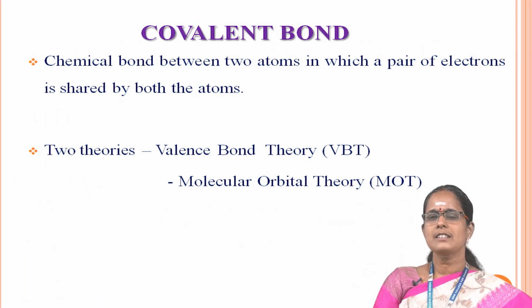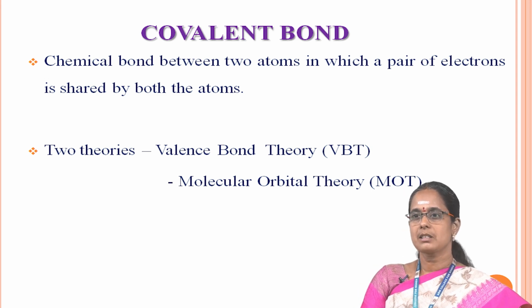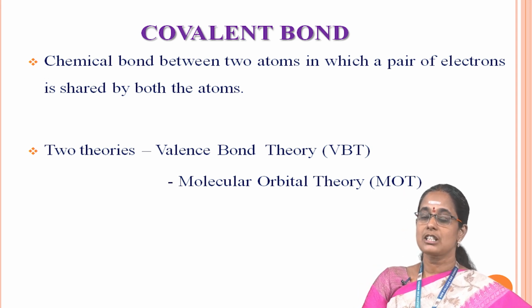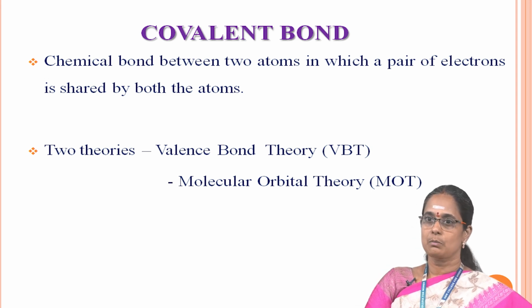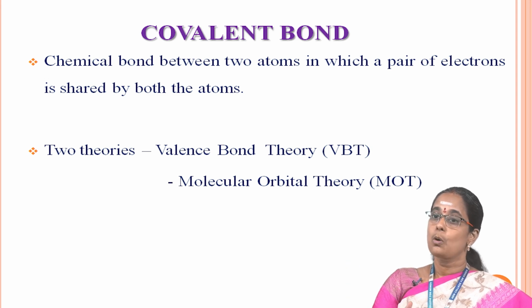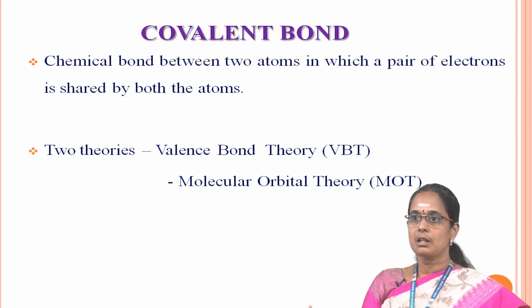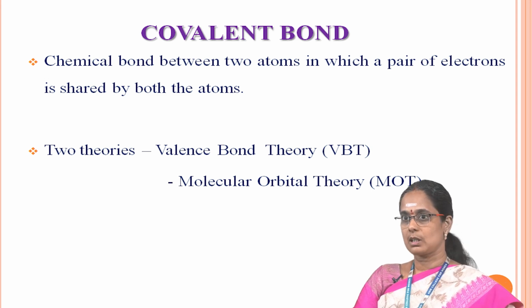What is meant by covalent bond? A chemical bond between two atoms in which a pair of electrons is shared by both participating atoms is called a covalent bond. Each of the two atoms contributes one electron to the electron pair and has equal claim on the shared pair of electrons.